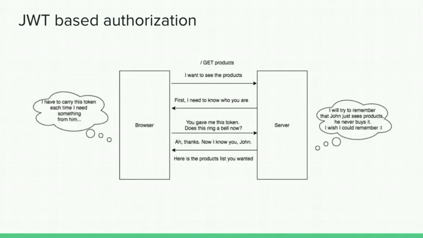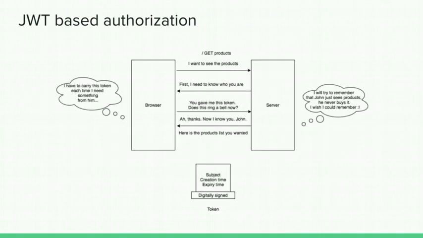So next time when we make a request to, let's say, get a list of products, the server does not understand the request and asks for authorization. When the client provides the token along with the request, the server understands and provides the list of products. This time the token looks like this. It has some metadata, the payload, and it is digitally signed.